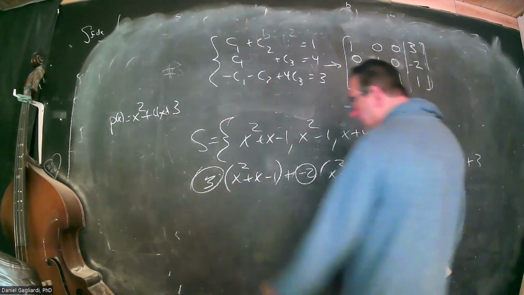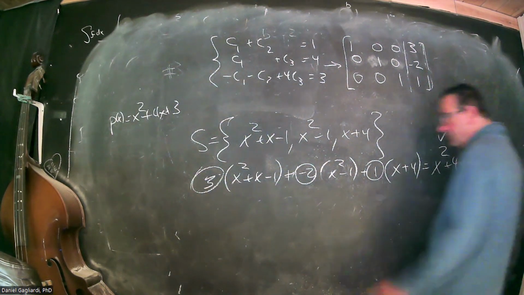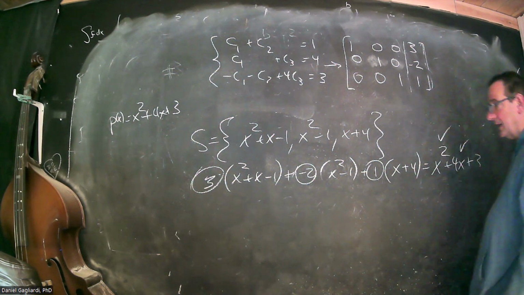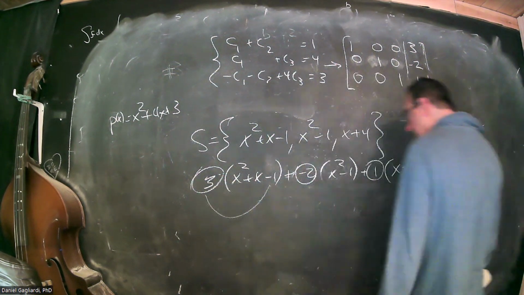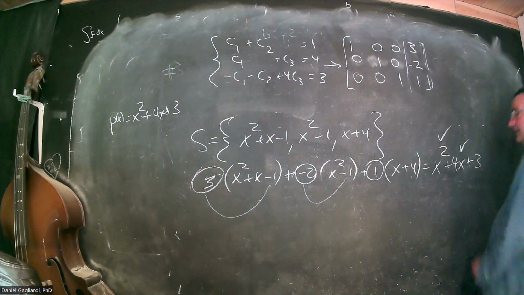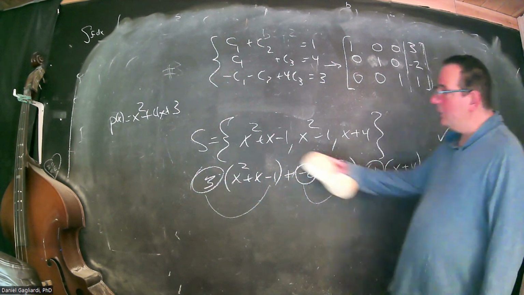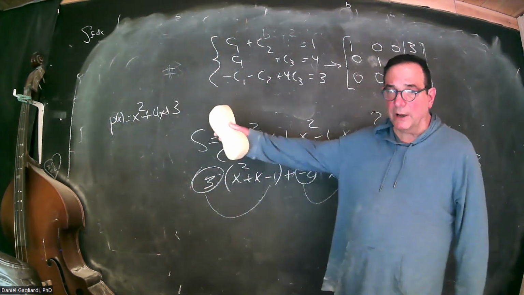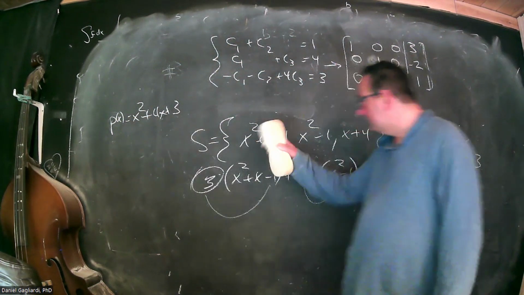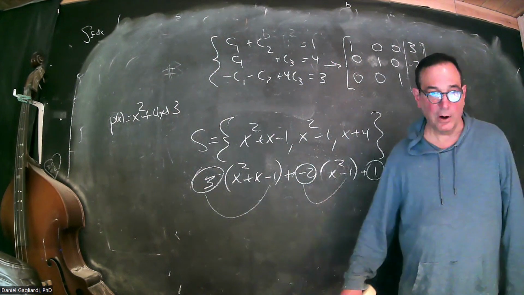Well, the x squares look good because I have 3x squared minus 2x squared, and that's x squared. That checks out. 3x's plus 1x is 4x's, so that checks out. And then negative 3 plus 2 is negative 1, plus 4 is indeed 3. Yes. So the constants check out. So what do we conclude by this? You see this target, P of x equals x squared plus 4x plus 3, is in the linear span of x squared plus x minus 1, x squared minus 1, x plus 4.